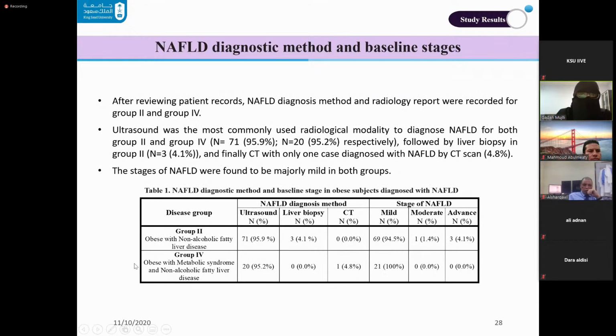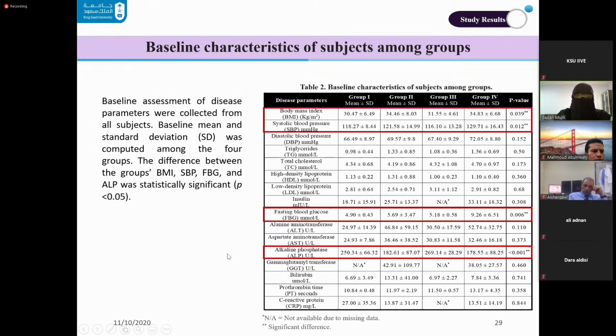After reviewing the patient records, we found out the most commonly used diagnosis method was sleep. After reviewing the baseline characteristics of subjects among the groups, we found the difference was apparent in the body mass index, glucose, and ALP.